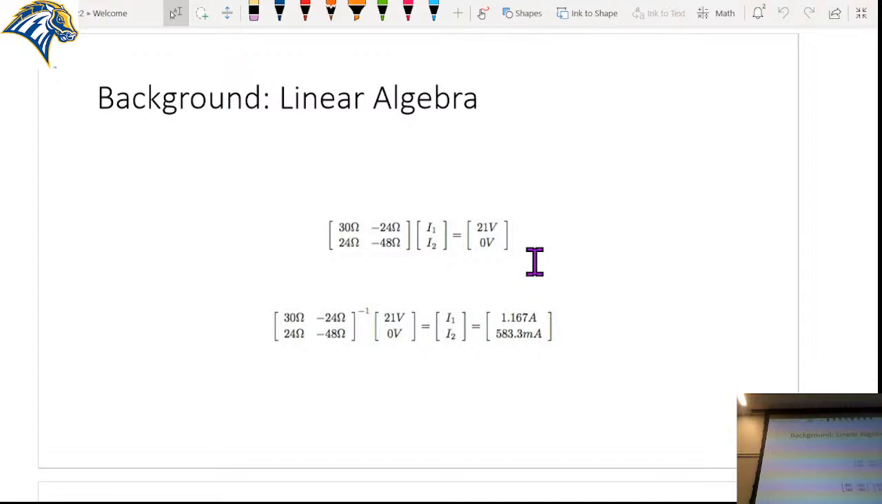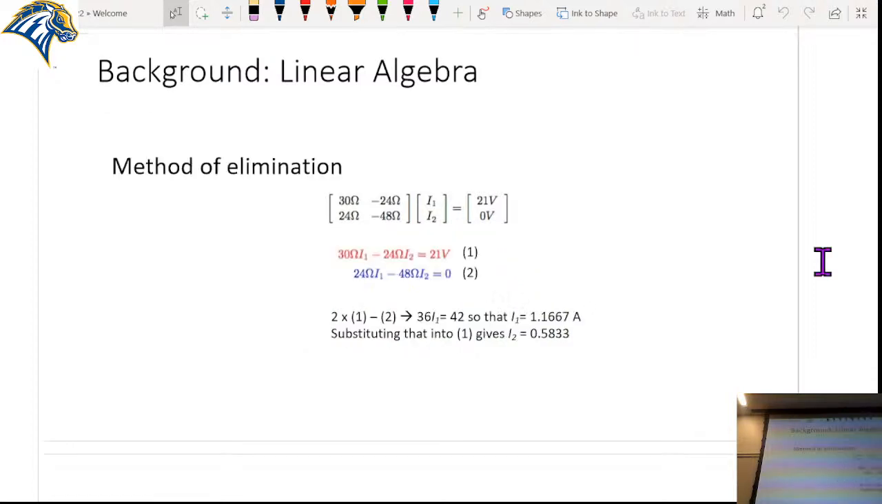Find I1 and I2. We want to find the unknowns. So, and we get an answer. Right? But that's not the only way.